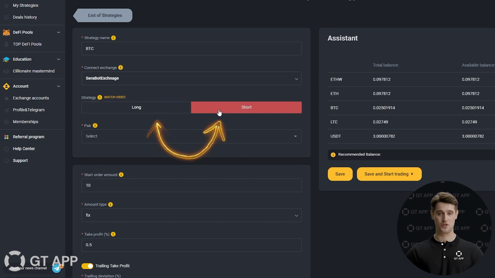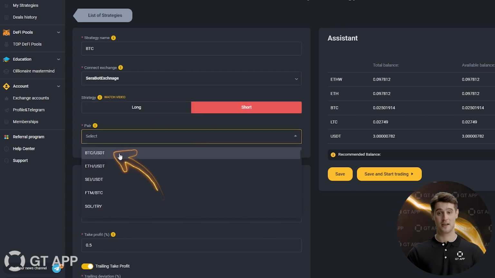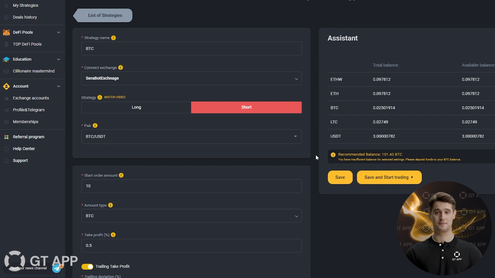Choose a long or short strategy. Select the trading pair. And here's an important point to remember. If you choose long, you need to have coins of the second currency of the trading pair on your balance. If you choose short, you need to have coins of the first currency of the trading pair on your balance. For example, if I choose the BTC USDT pair and set a short strategy, it means I need to have BTC on my balance. If I had chosen long, I would need to have USDT on my balance.